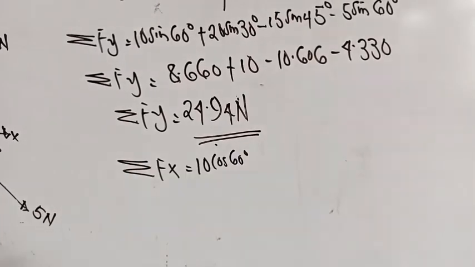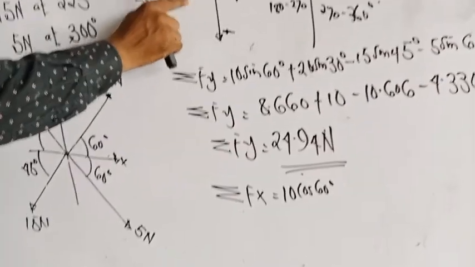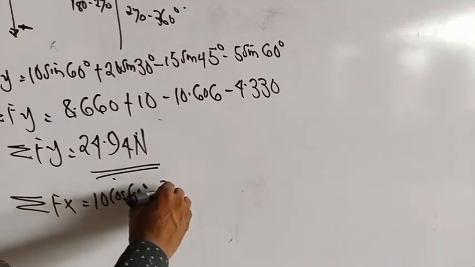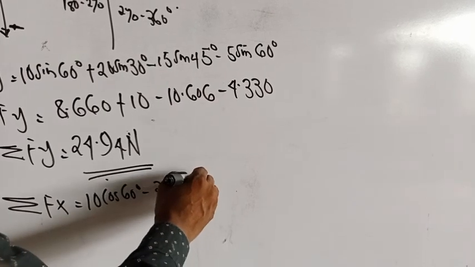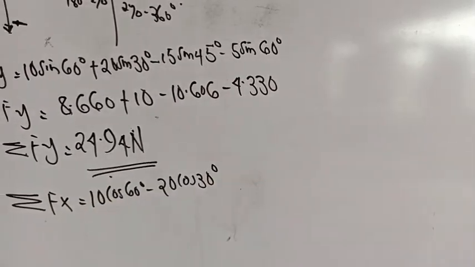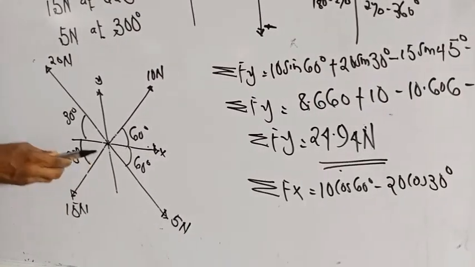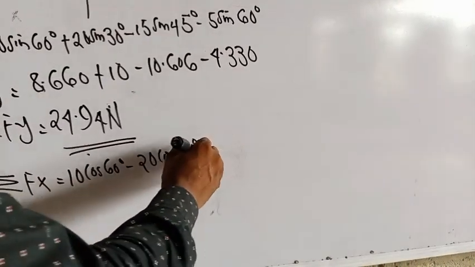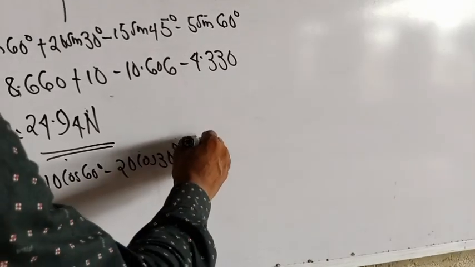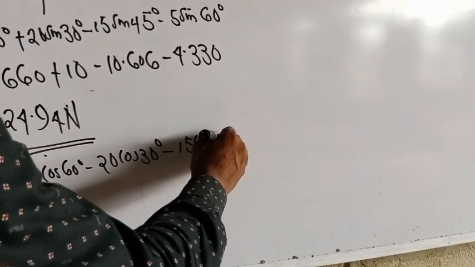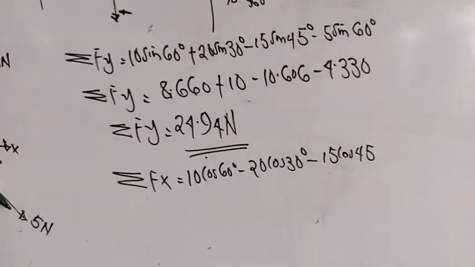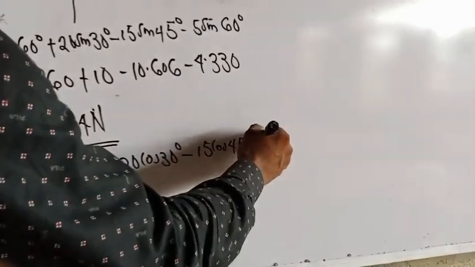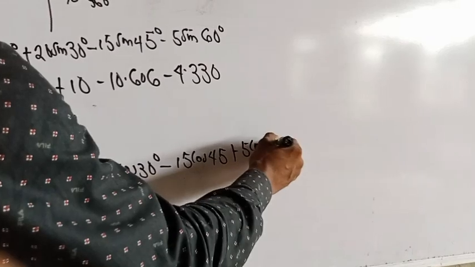Cos 60 degrees. It's pointing towards the negative x direction according to sign convention. That will give me minus 20 cos 30 degrees. If I resolve the third, also taking us to the negative x direction, I will have minus 15 cos 45. If we do the same thing for the last, resolve this force to the positive x direction, it gives me plus 5 cos 60 degrees.